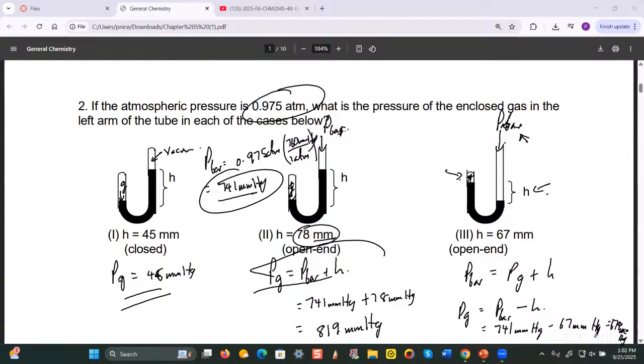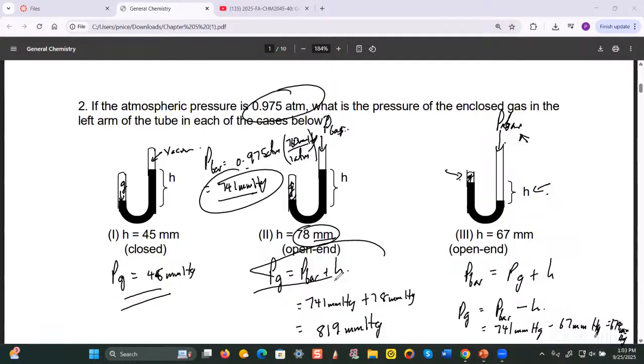That's all that is done. All right. Okay, any questions about any of these? Yes, ma'am. How did you get 741 millimeters mercury? Because we converted the atmosphere's value given to millimeters mercury. Oh, thank you. And we had to do that because when you're subtracting or adding these values, they have to have the same units, right? So that's the reason why.